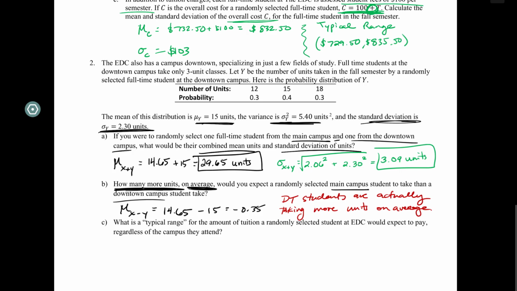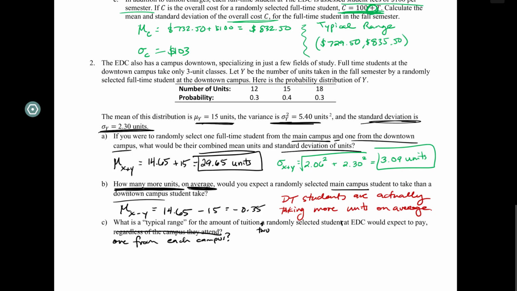Now, our last question that we want to consider today. What is a typical range for the amount of tuition two randomly selected students, one from each campus, at the EDC would expect to pay? That's what we want to find out now. So this is incorporating transformations as well as combinations. How do we do it? This can get a little bit tricky and a little bit tiresome.